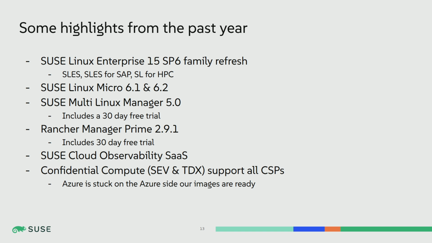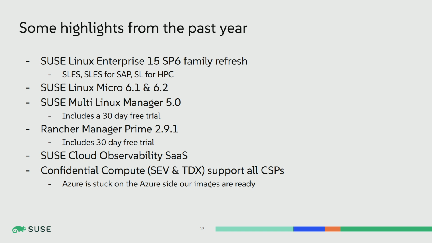And also, SUSE Multi-Linux Manager now includes a 30-day free trial. So you can stand up an instance, enroll client systems, and test it out 30 days free, right? If you're using the pay-as-you-go version, it's automatically included. We released Rancher Manager Prime 2.9.1. That also includes a 30-day free trial if you're using the pay-as-you-go version. So again, you can stand it up and play with it. No charge for the first 30 days.